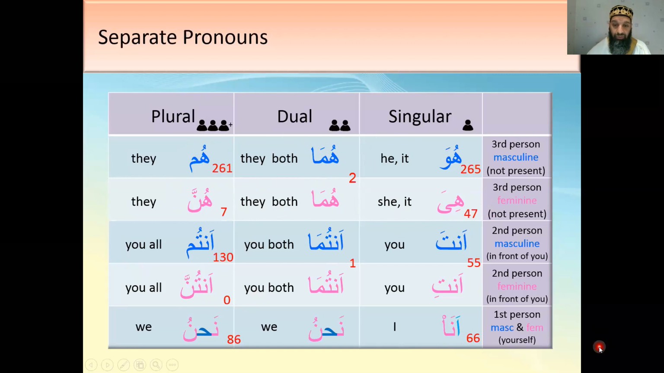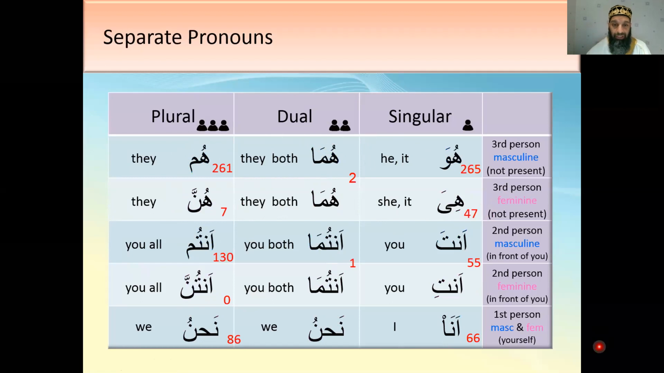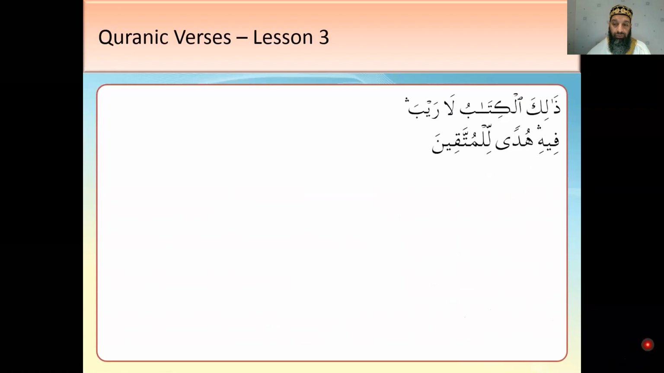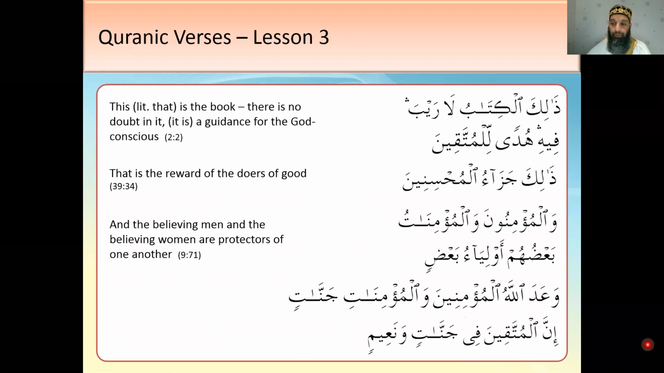That's how many times they roughly come in the Quran. That's in black if you like it in black. And this is a good one because this shows you the commonality. The third persons all start off with ha. And the second persons all start off with the alif. So this is a slide that I think you might benefit from. And here are the verses. So we did the verses, so I'm not going to go into them.